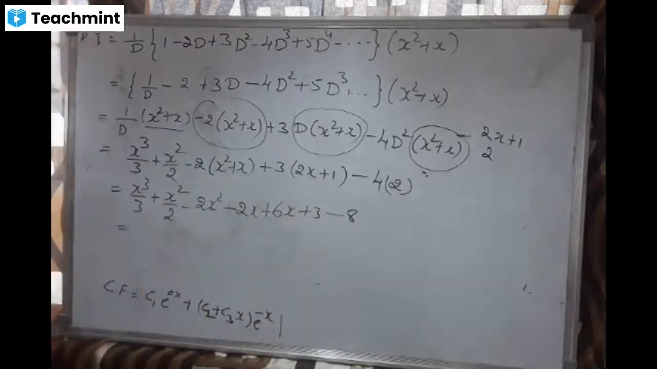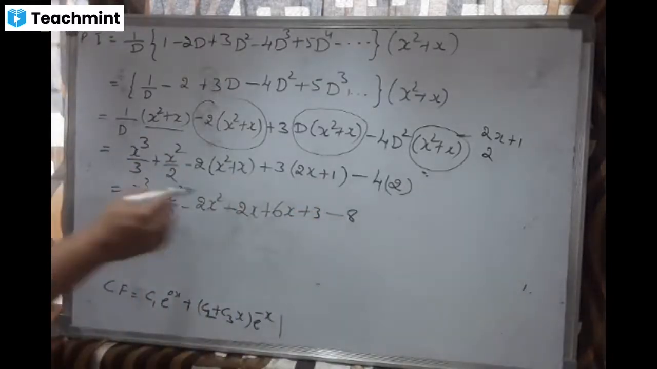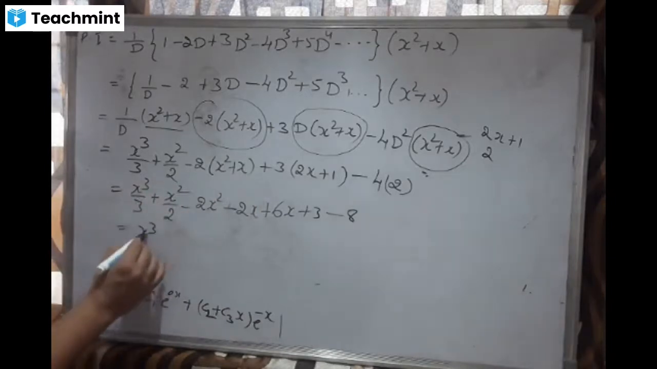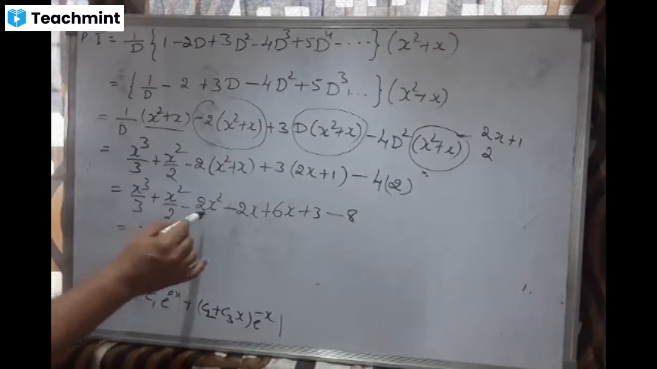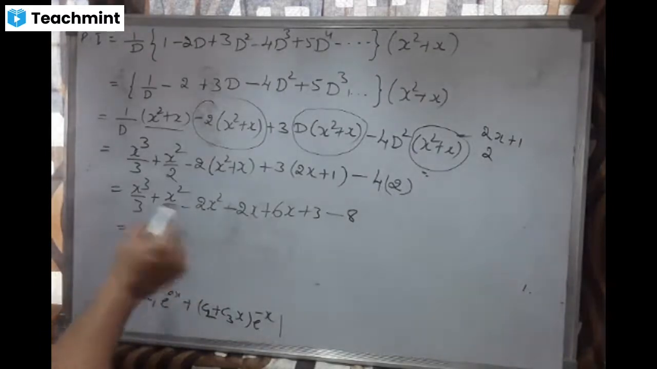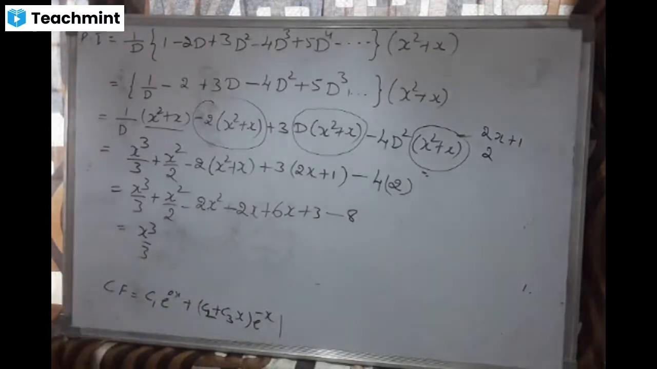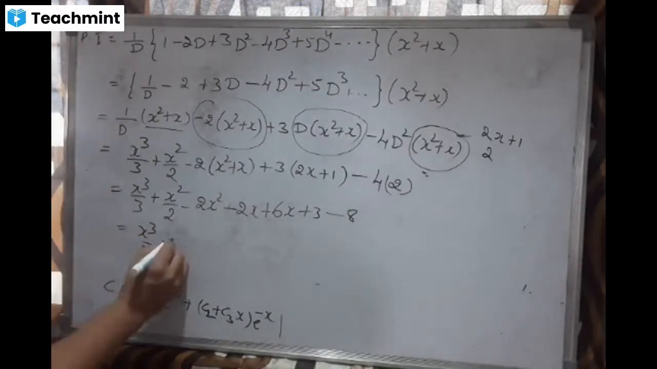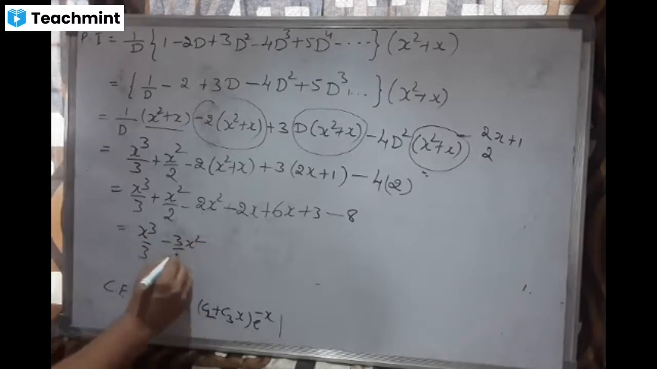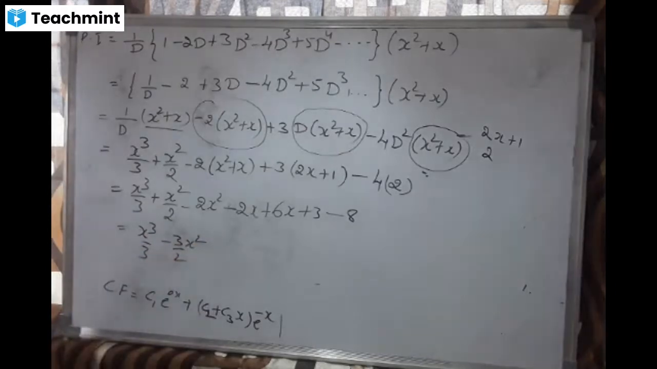Right, okay. Now x cube is not there. I can write this one as it is. x square terms are there. Here only 2 terms are there. x square, how much will it become? Minus 2x square minus 3x square, divided by 2. Right? Minus 3x square divided by 2. Right?